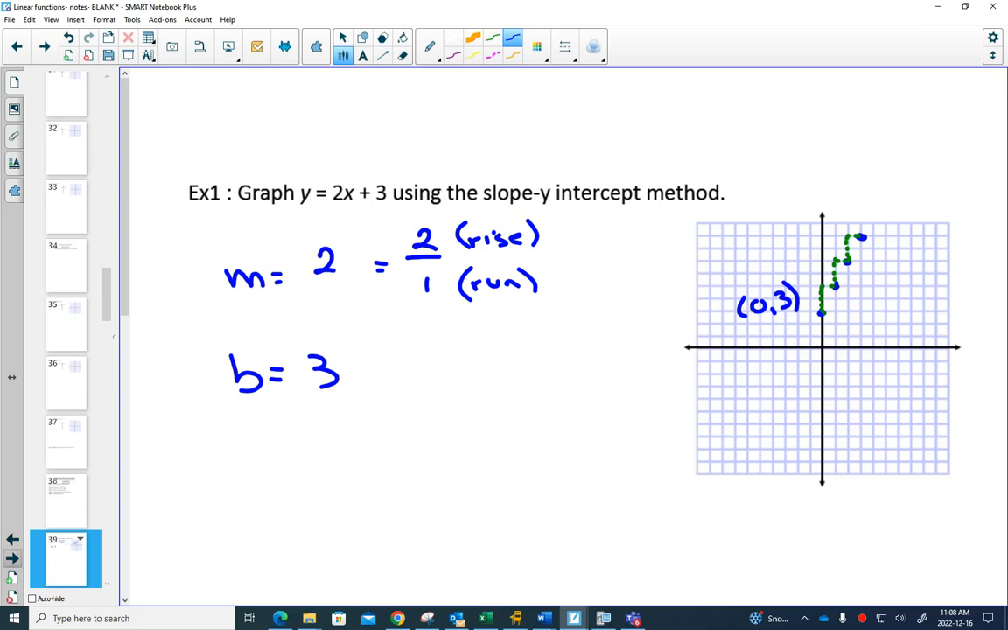Then we can label them if we want. Over 1 would be at 1. Up 2 would be at 5. So that next point would be (1, 5). And you could draw a straight line through those points, put an arrowhead on the end saying that it continues forever. And we've graphed the line. So very similar to a table of values in that you find a couple of points, but much faster to find the second, the third, the fourth point than plugging things in.